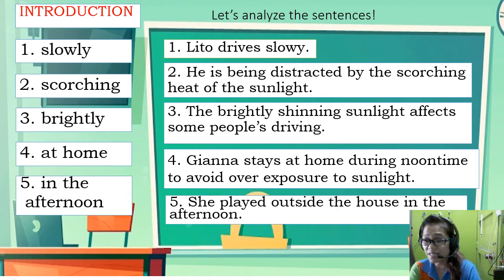At home is the answer for question number 4. At home is an example of adverb of place. An adverb of place answers the question where. For number 5, our answer is in the afternoon. In the afternoon is an example of an adverb of time. Adverb of time answers the question when.